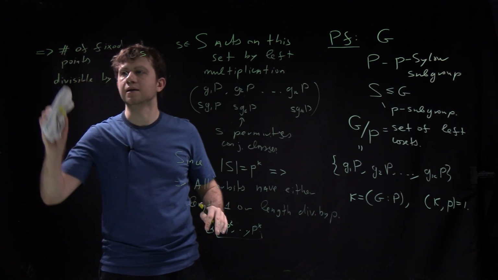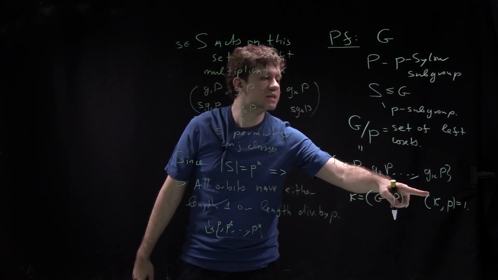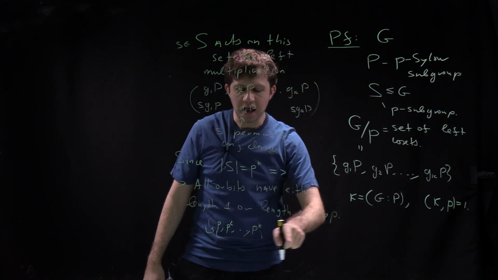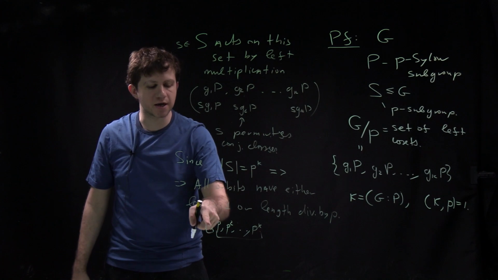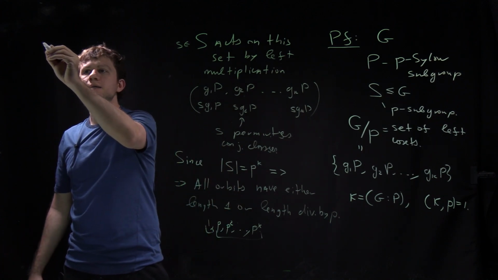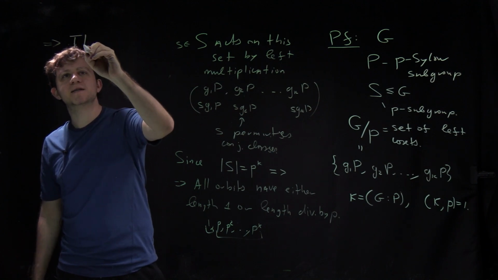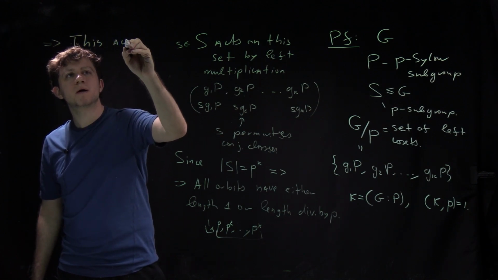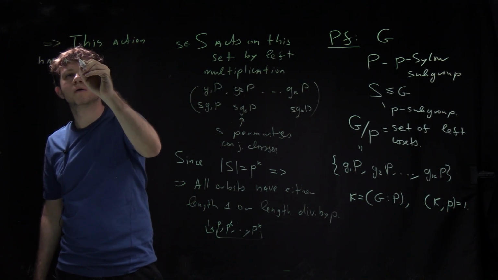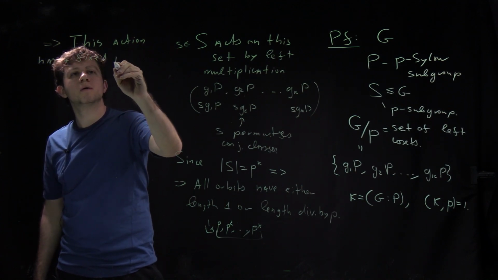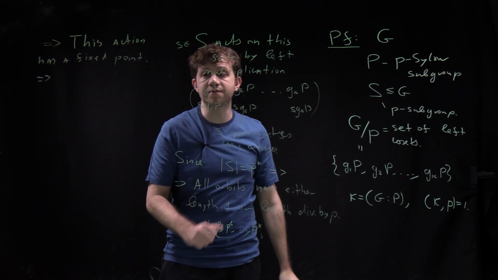Sorry, what I'm saying. So you have a set whose size is not divisible by P, and you know that these orbits are all either of size 1 or divisible by P. So then there exists an orbit of size 1. So then this action has a fixed point. So there exists a coset which is fixed.